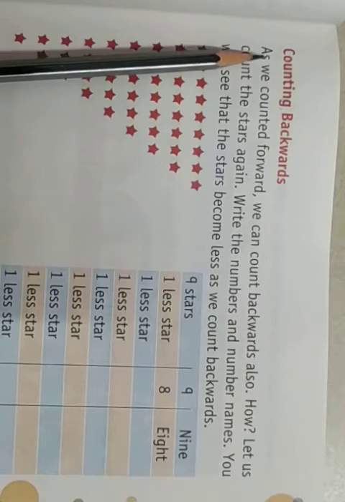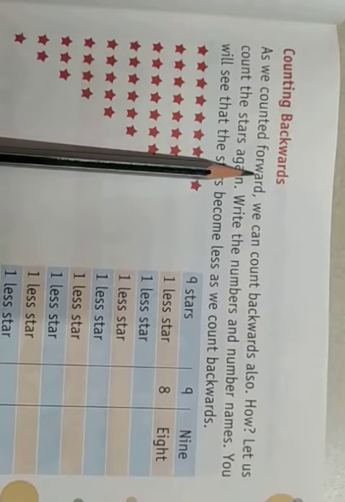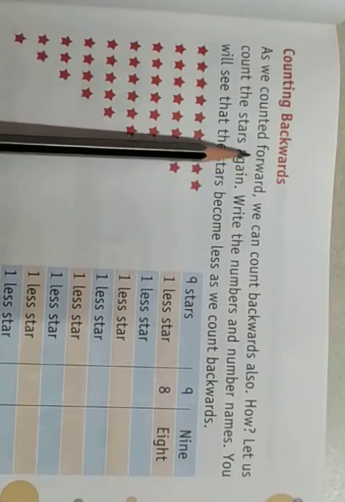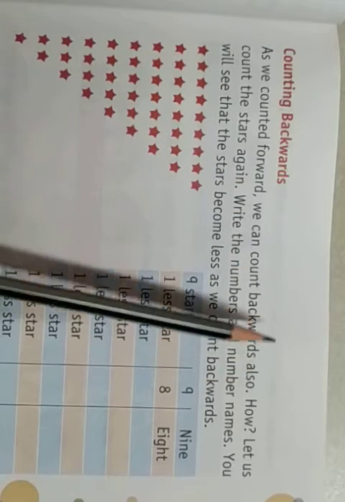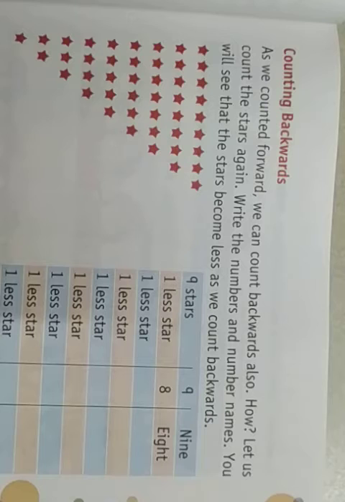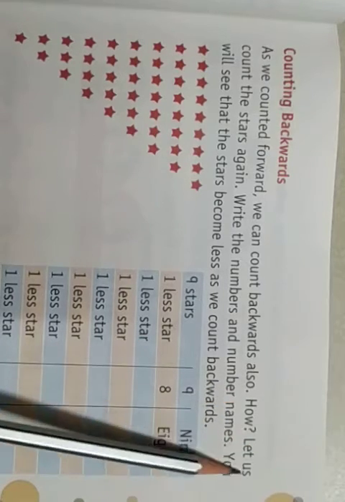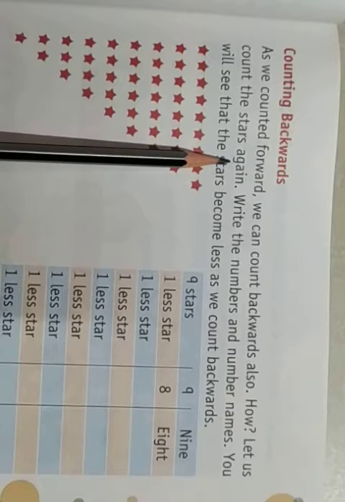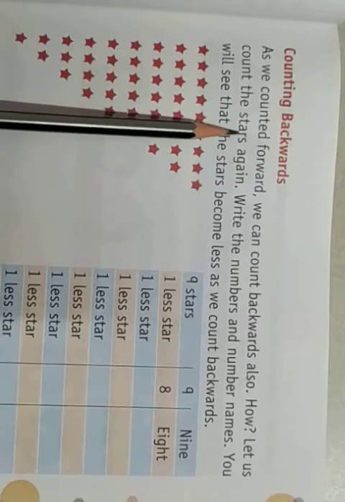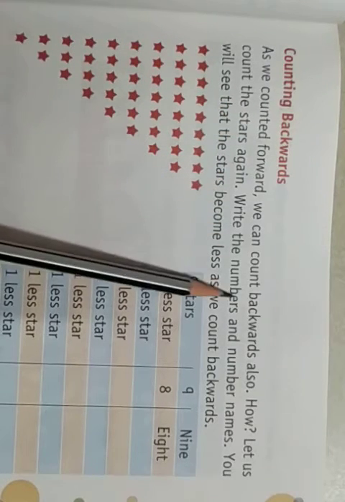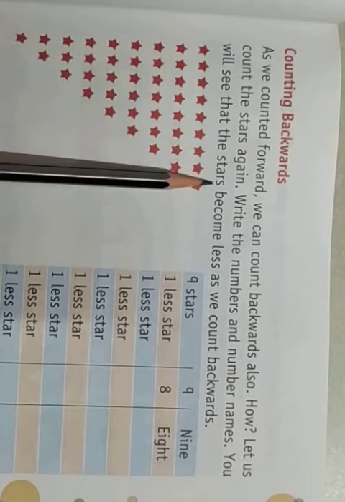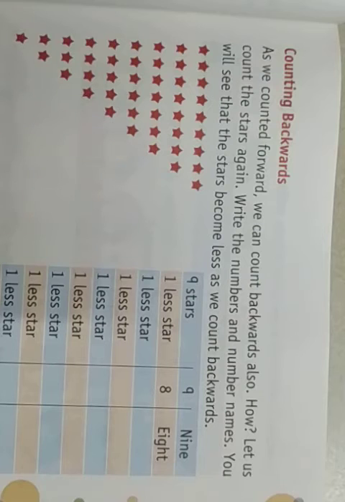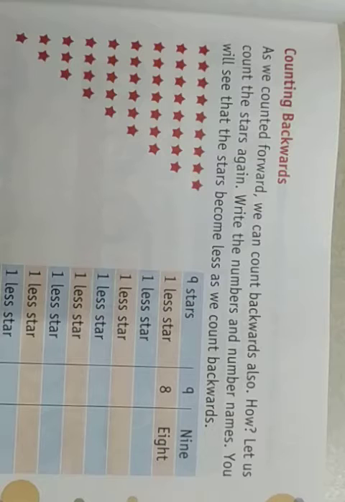Look at here. Forward we have counted. We can count backward also. Backward, wapas, the reverse order. How? Let's count the stars again. Write the numbers and number names. You will see that the stars become less, one less, like that, as we count backward.